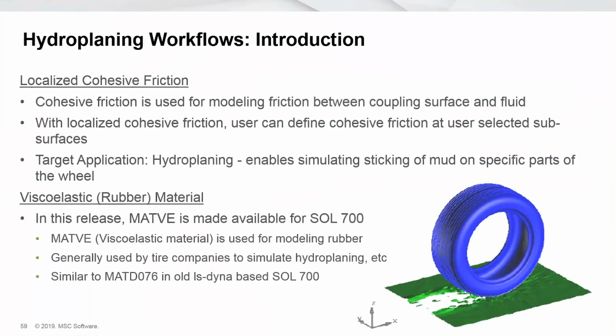So it enables simulating sticking of mud on specific parts of the tire, as shown on the slide. We've also added a viscoelastic material, which is generally used to model the rubber material for the tire. It's very similar to the MAT D076 entry in our old LS-DYNA-based polymer pattern.